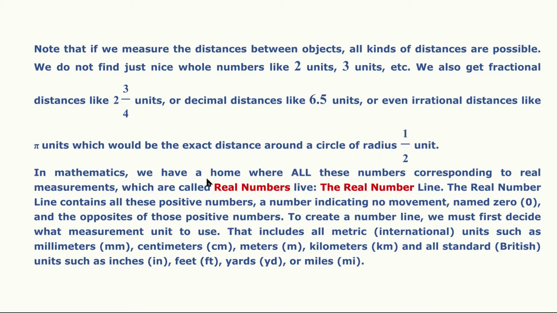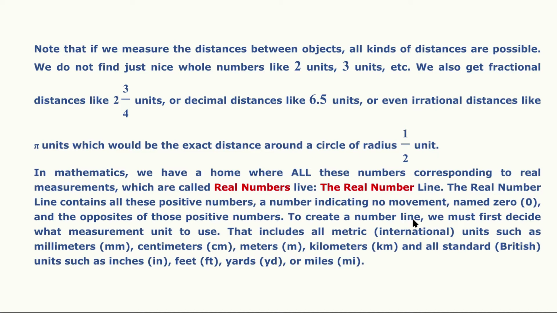In mathematics, we have a home where all these numbers corresponding to real measurements, which are called real numbers, live. And that place is the real number line. The real number line consists of all those positive numbers, a number indicating no movement or no measurement, which we call 0, and the opposites of those positive numbers, which we call negative numbers, as I'm sure you know by now.